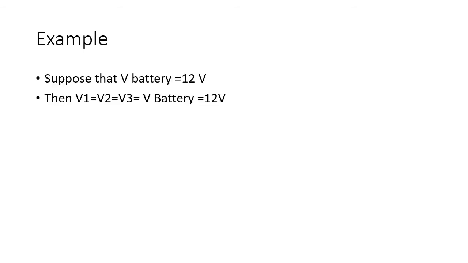Example. Suppose that the voltage of the battery equals 12 volts. Then V1 equals V2 equals V3 equals V battery equals 12 volts.